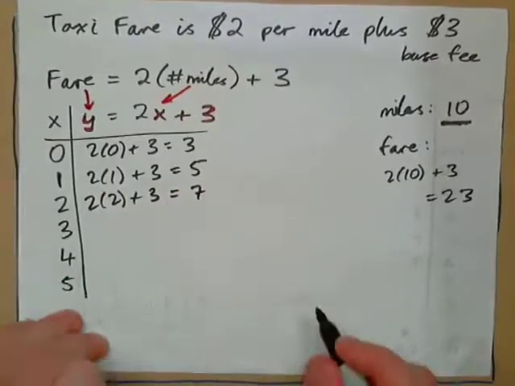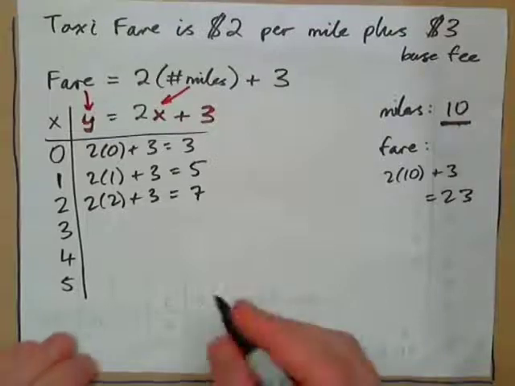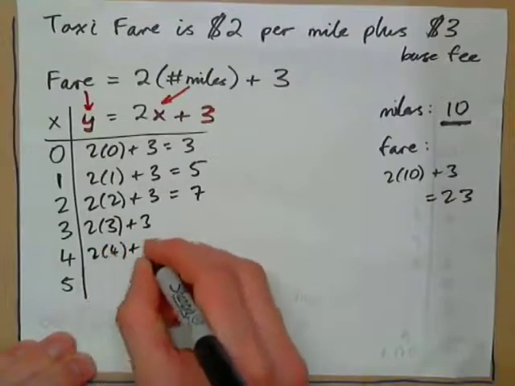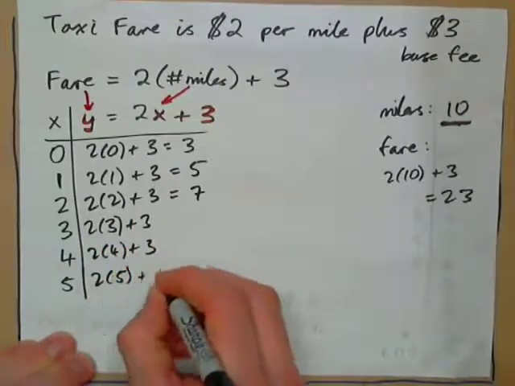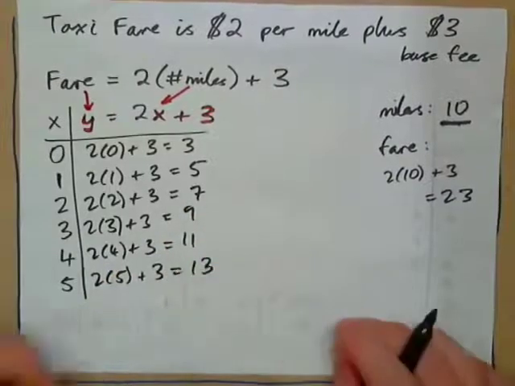So fill in the other outputs. Press pause and fill in the other outputs. So 2 times 3 plus 3, 2 times 4 plus 3, 2 times 5 plus 3, and you should get 9, 11, 13, right?